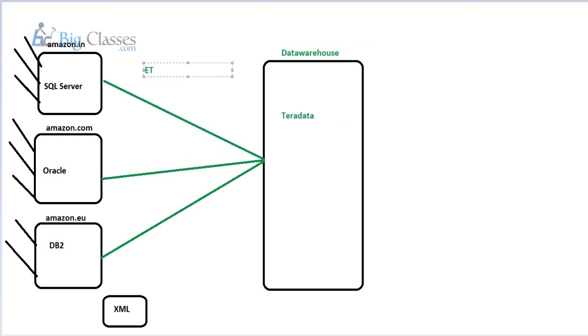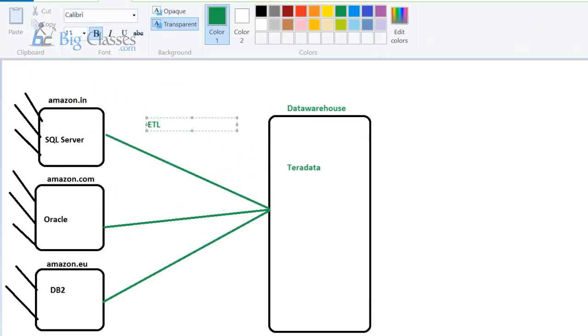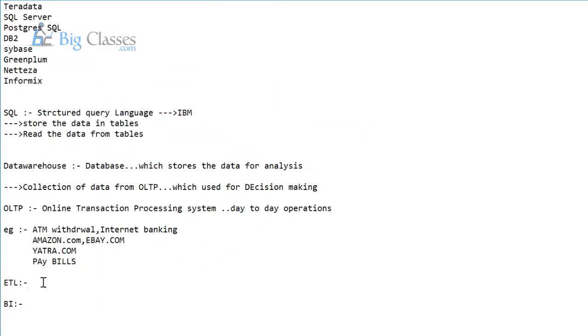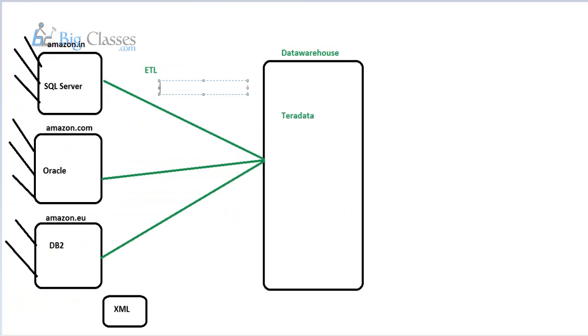So what do you mean by ETL? ETL stands for extraction of data. Extraction is nothing but the reading of the data. T stands for transformation. Transformation is nothing but modifying the data. And L stands for load. Load is nothing but inserting of data. So this process is called an ETL process, or you can even term this a data integration process.